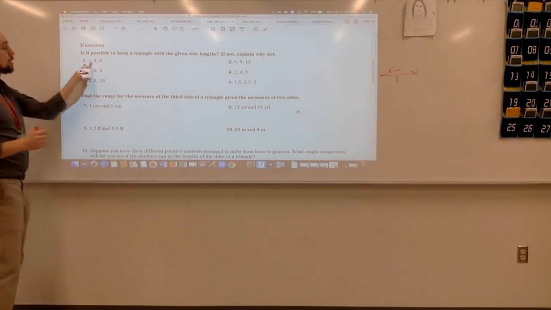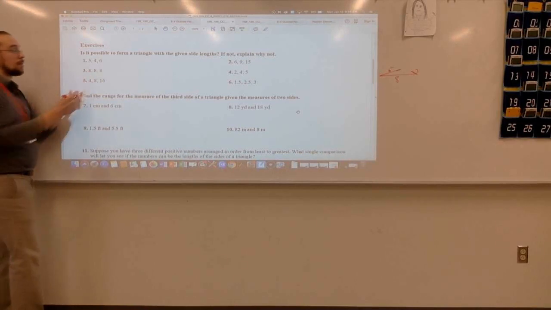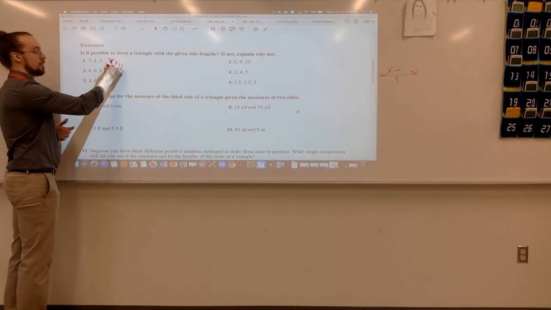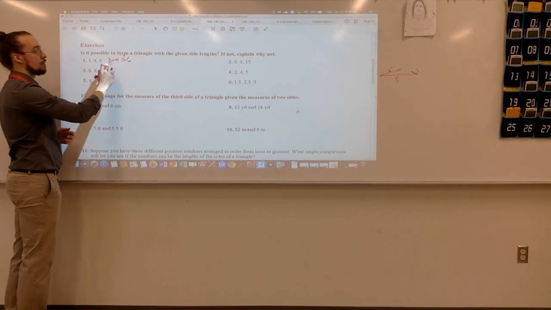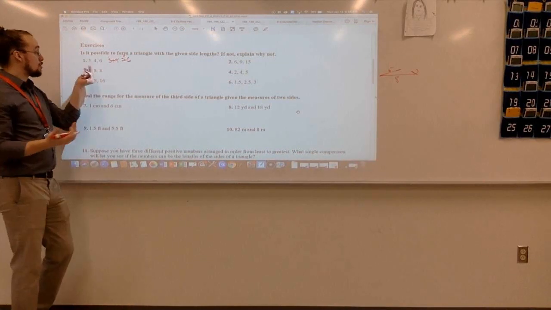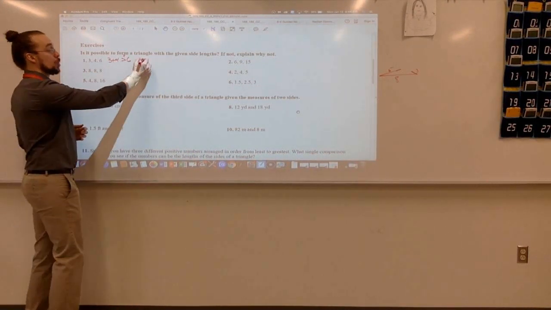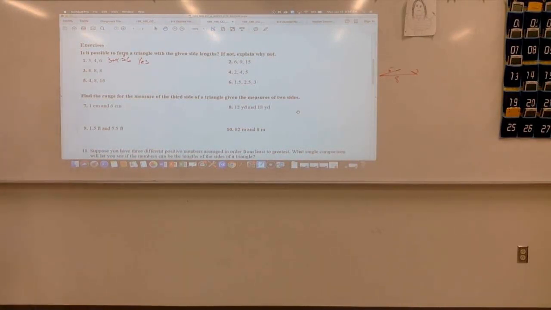So for number 1, the two smallest ones are 3 and 4. Is 3 plus 4 bigger than 6? Yes. So this is essentially what we're doing. We want to test out: is 3 plus 4 greater than 6? Yes, it is. So 3, 4, and 6 could be the sides of a triangle.